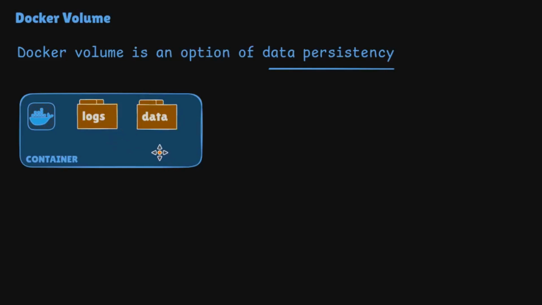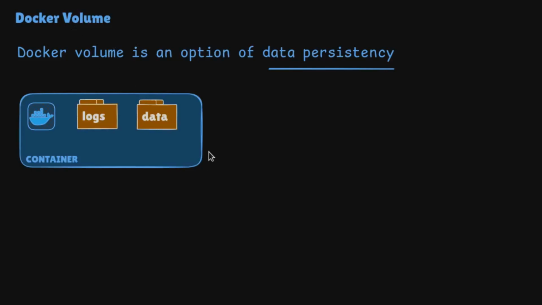So we need a mechanism by which we will be able to decouple this data from the container life cycle. Docker volume is an option for doing that. There are a couple of other options also, we'll learn all of them, but Docker volume is the most popular one.